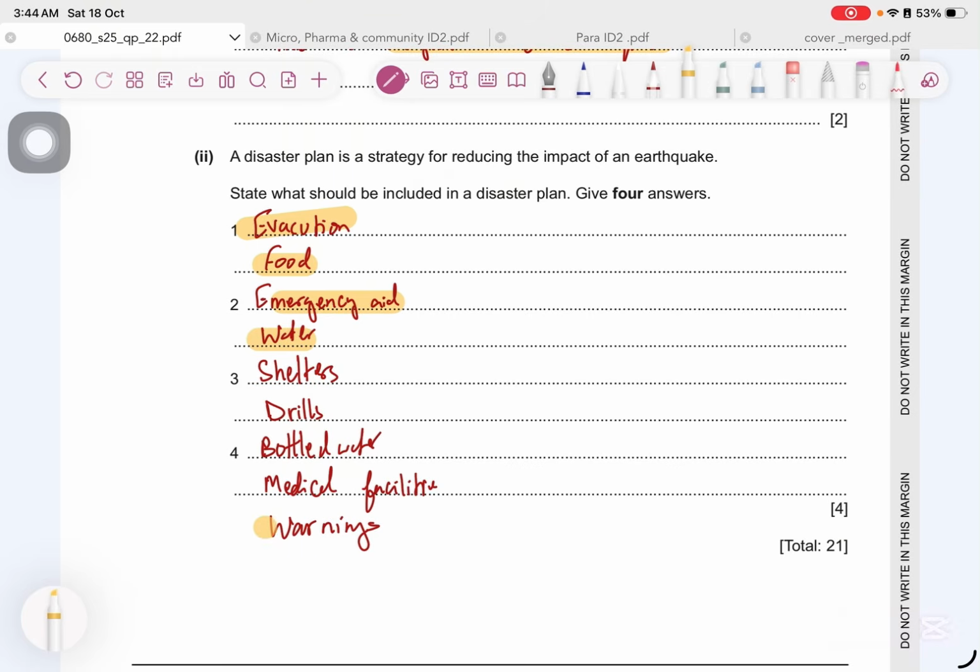Then you can mention the warnings, better communication so that they can have a connection to contact their families and friends. Shelters, drills, teaching them to raise awareness and educate them on how to evacuate and what to do in case something like this happens. Bottled water to prevent getting diseases from contaminated water. And medical facilities. Okay, emergency aid could be received from international aid. Okay, so they just ask for help from other countries.